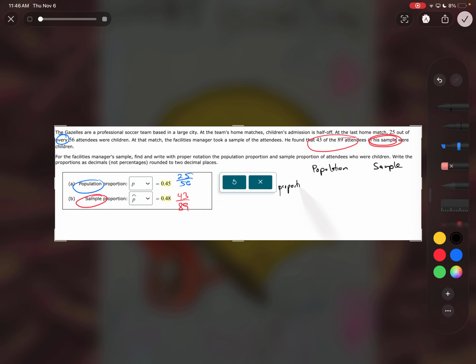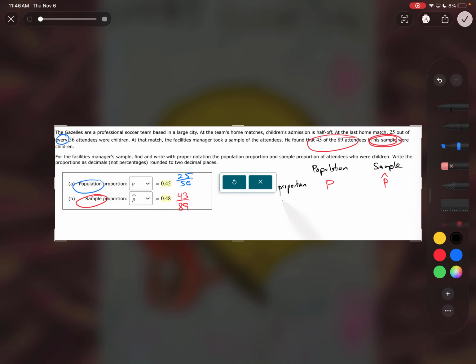And honestly, this is the one I always get mixed up. But a population is just the P, and a sample is the P hat. The way I remember that is the hat is always a prediction. Like we just do a small sample, try to predict for the entire population. Okay. So the hat is the sample proportion.